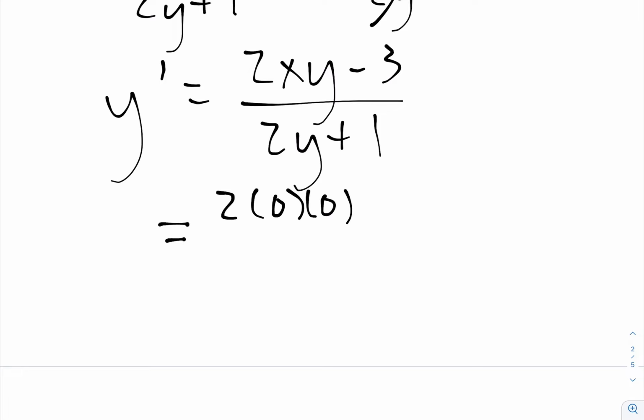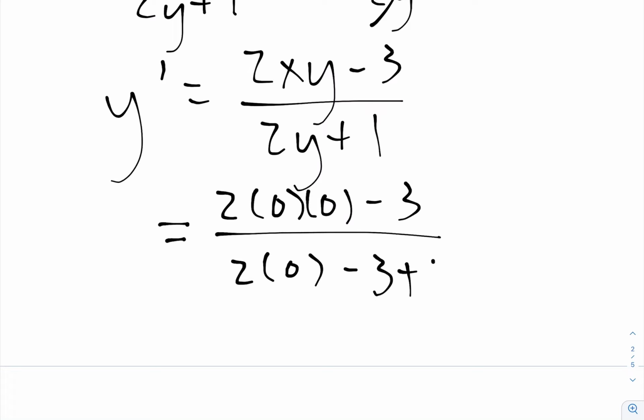So this is going to be 2 times 0 minus 3 over 2 times 0... or sorry, not minus 3. 2 times 0 plus 1. These terms are going to go away, and that's just going to be negative 3 over 1, so negative 3.